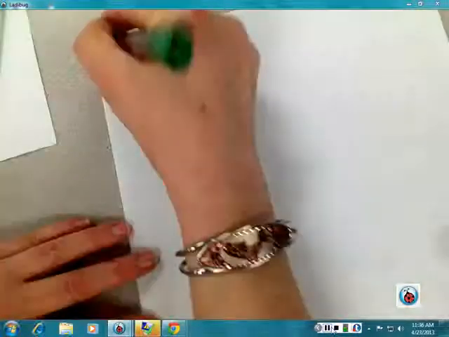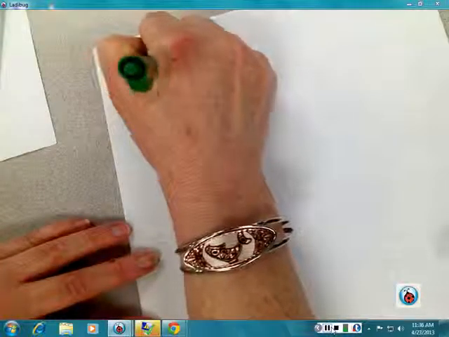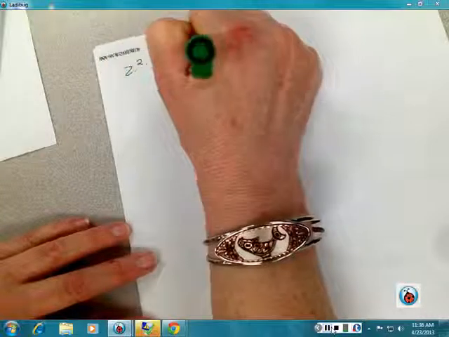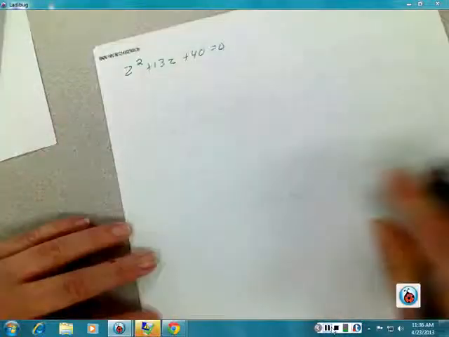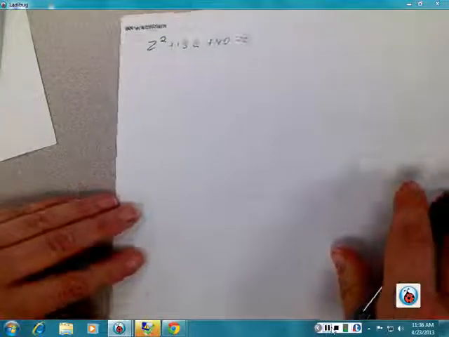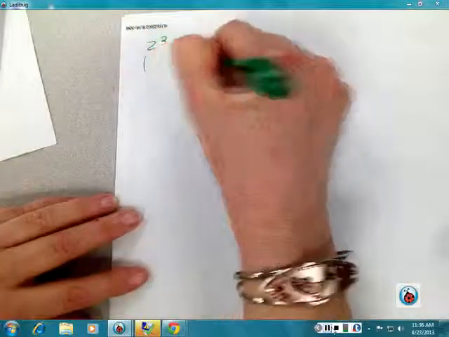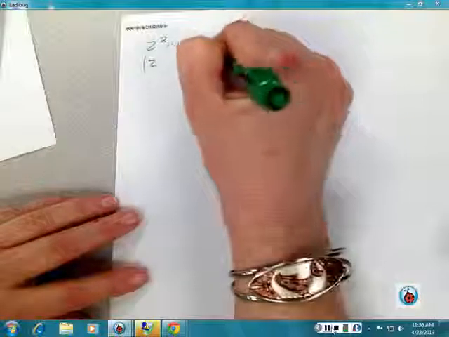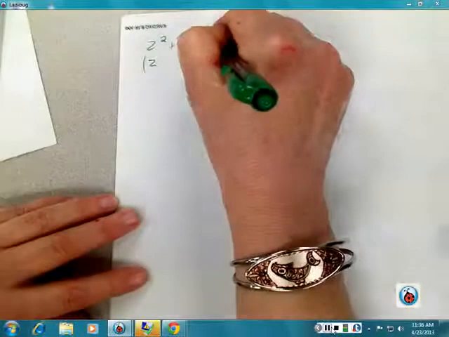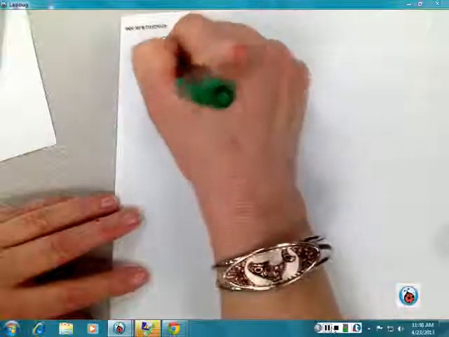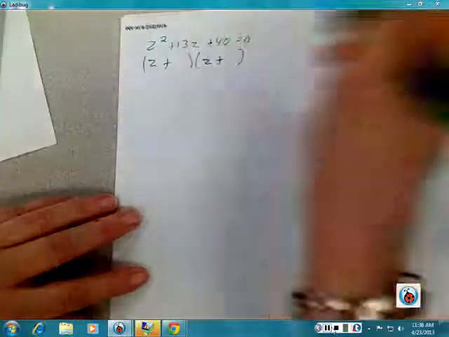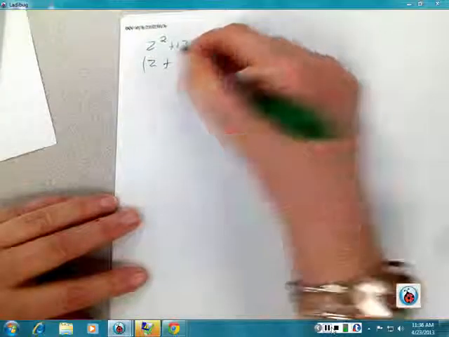Another one, z squared plus 13z plus 40 equals 0. This one's already set equal to 0, so I don't have to move anything over. Single z squared at the beginning, so it's a z and a z. Addition at the tail end and addition in the middle, so both are pluses. And some factors of 40 that add to 13.